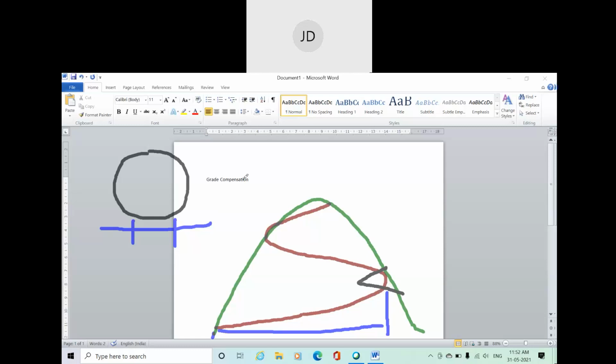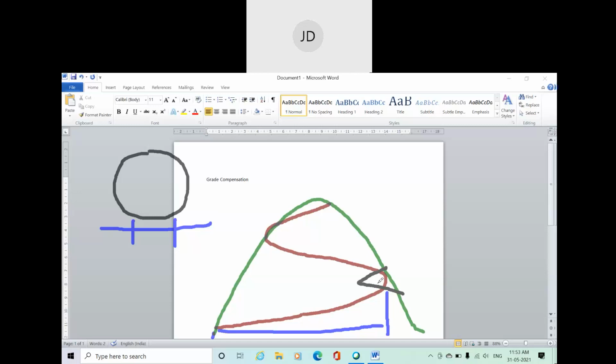Okay, basically this is your grade compensation. That means when a horizontal curve meets a gradient, the gradient value has to be compensated. This phenomenon is known as grade compensation.